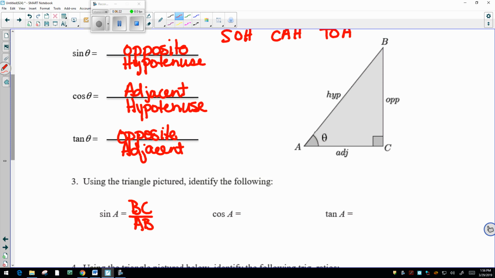If I'm looking at cosine of A, cosine is adjacent over hypotenuse. So here's my angle, here's my adjacent side, and here's the hypotenuse. So that's going to be side AC over side AB. The tangent of A we have is opposite over adjacent. So here's A. I need my opposite side and my adjacent side, so that's going to get us the ratio of BC over AC.